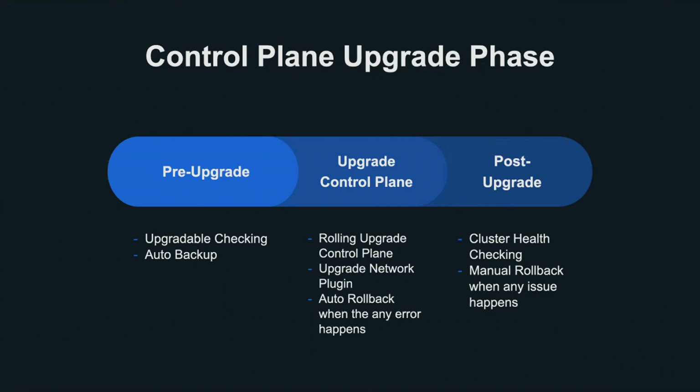So the control plane upgrade logic in our solution can be explained in three phases: pre-upgrade, upgrade, and post-upgrade. I will introduce which improvements we made to existing Rancher features and which new features we added in each phase. Then I will introduce the upgrade flow in a simple way.